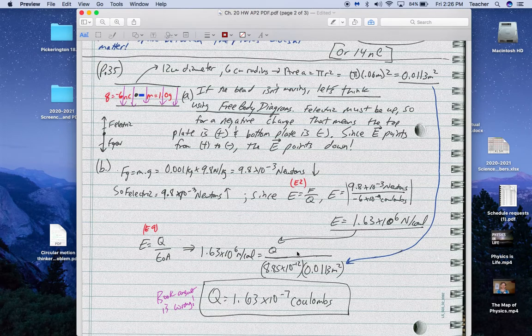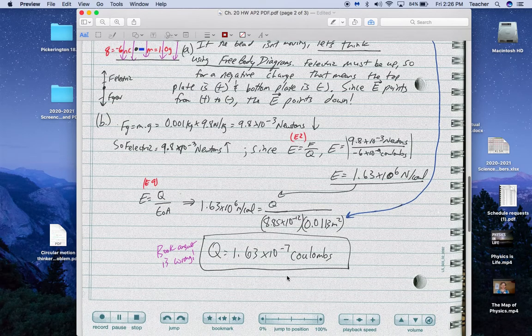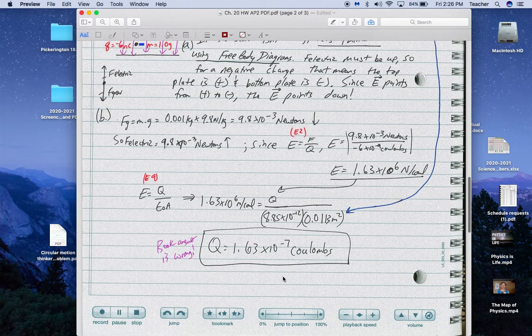That goes down here. So literally I've got every piece of information I could need except the charge, and that's what I'm trying to solve for. So this is the answer. The book answer, for whatever reason, forgot to put a negative exponent. That would be a ridiculously high number of coulombs. So the correct answer is 1.6 times 10 to the negative 7th coulombs.